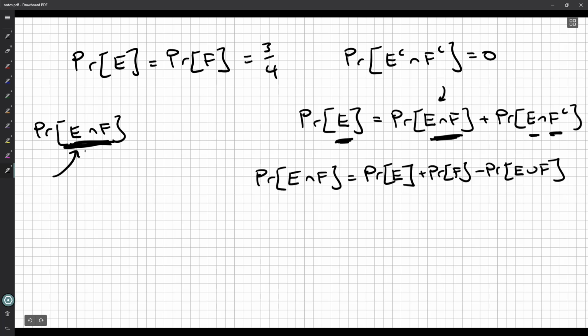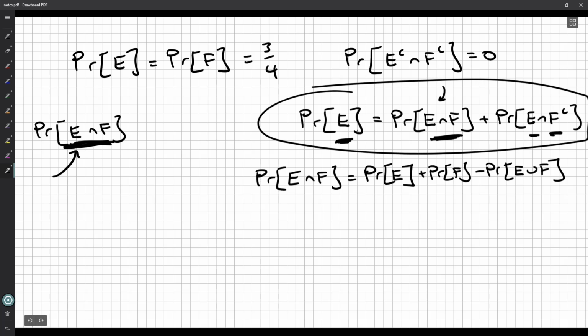But calculating E intersect F, which one might I use? Well, it depends on what other information you've got. Okay, so for this first one, I would need to know the probability of E, got it, and then E intersect F complement. We're close, but we're not quite there. And that would be E complement intersect F complement. But we could find a way to use this one. Okay. Or we might say, well, maybe I need to use this second formula here.